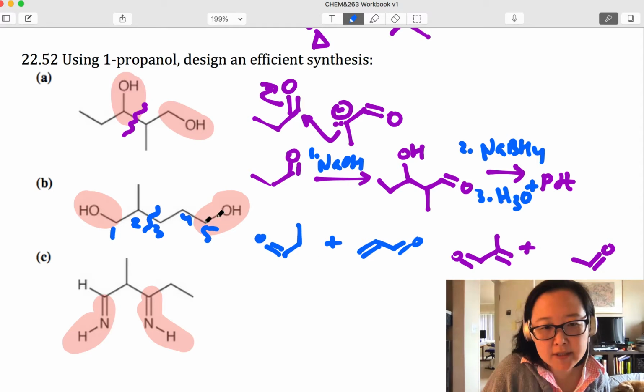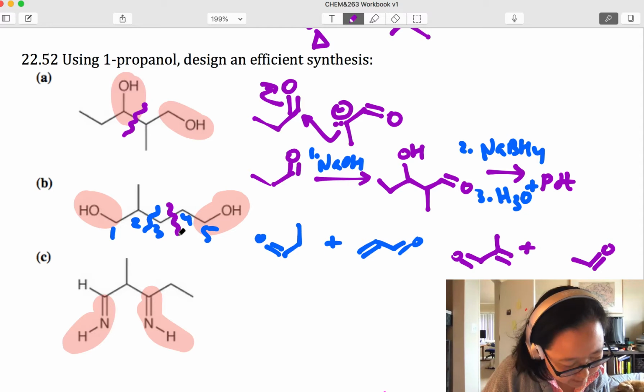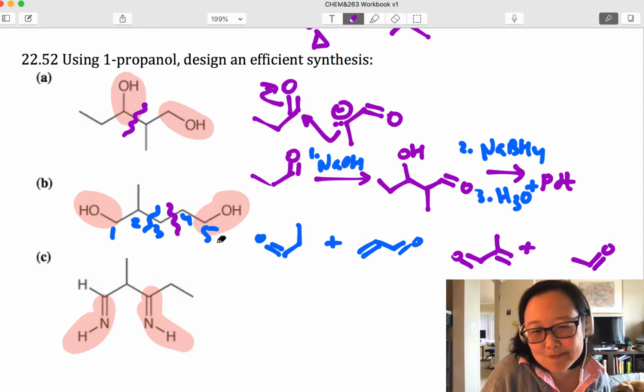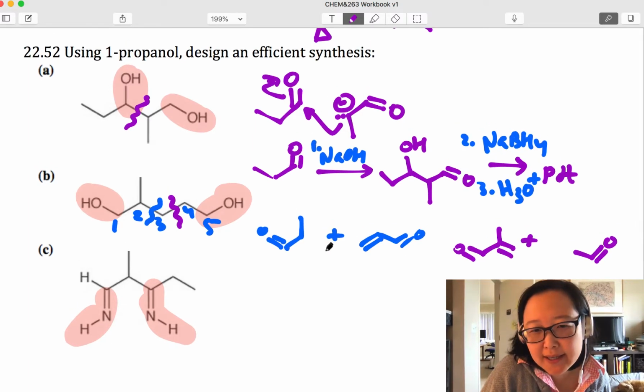Or I could envision this being the carbonyl and this alpha enolate attacks here, and perhaps the conjugated system looks like this piece over here. So that's if my cleavage was this way. Okay, so which one's better? I think either one of these could work.